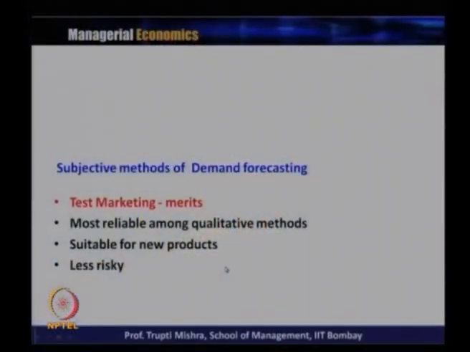So this is a real market, and this is generally called test marketing, and this is more reliable among the qualitative methods, because it is a kind of real world scenario. The buyers are doing the purchases, and they have no information that their purchase behavior is going to be studied or observed. That is why this is more reliable among the qualitative methods and suitable generally for a new product, and there is less risk because the behavior of the buyers is actually in the market, not in an artificial market.